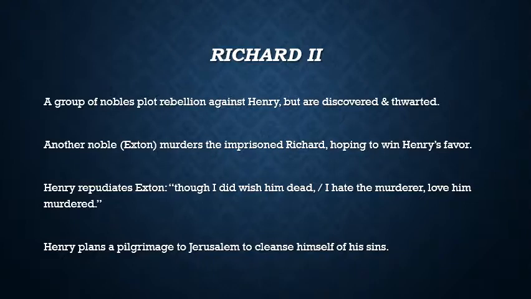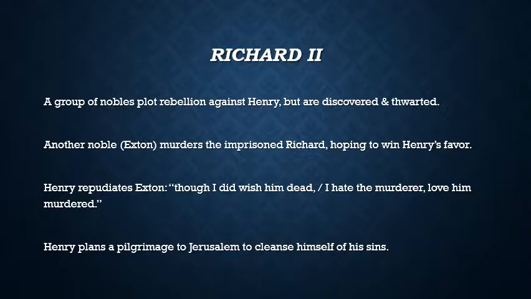So now Henry is king, Richard is in prison, but the internal strife that Henry has stirred up in the conflict between his supporters and the supporters of Richard starts to get out of hand. And so a group of nobles decide they're not happy with this new king. They liked Richard better. They're not happy that Henry has usurped the throne. They start to plot a rebellion, but they're discovered and thwarted. Henry forgives some, he executes others.